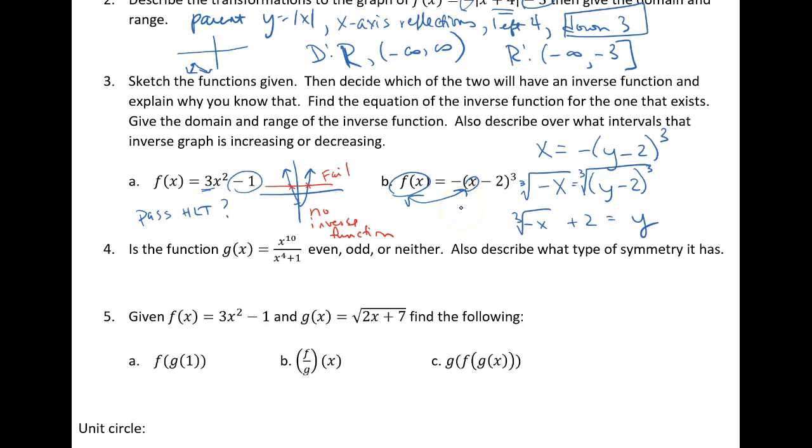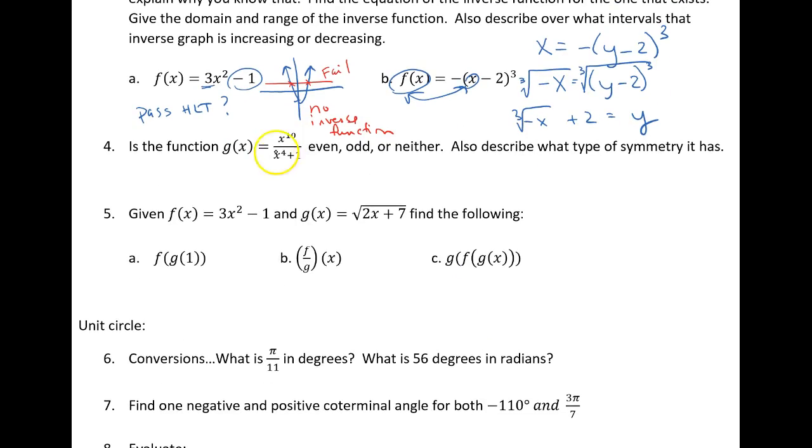If you're stuck on those, we can look at a few graphs and do some more of those. Is the function even, odd, or neither? And describe what type of symmetry it has. So there's so many ways to do these. If you have a calculator, I would honestly just type it in and look at it, right? Because that's the easiest way.